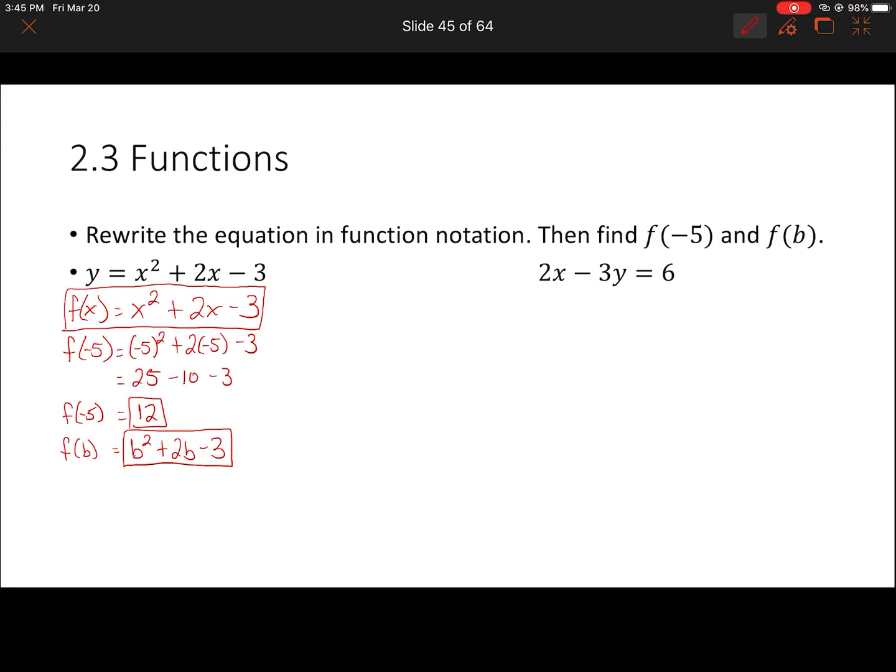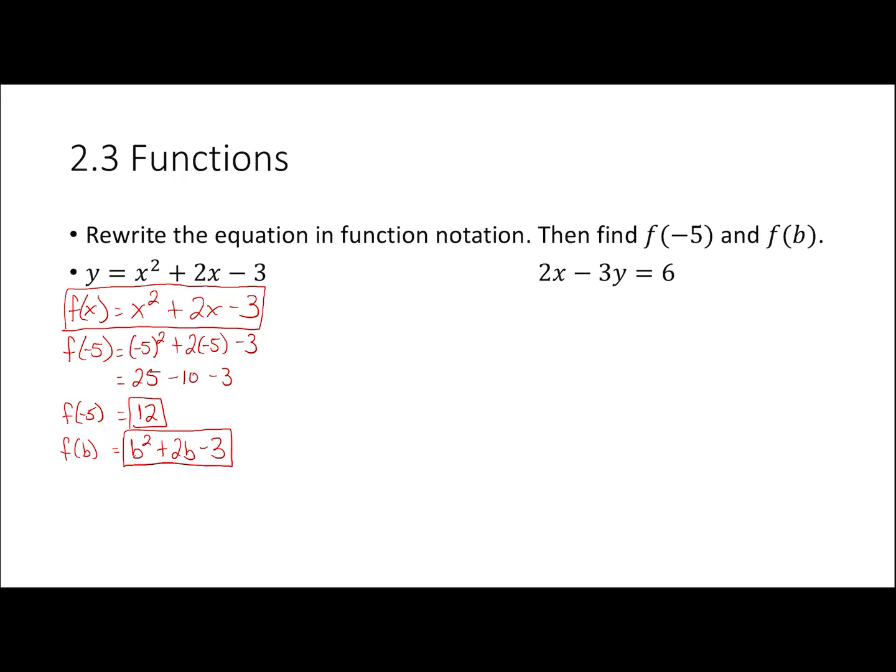Okay, so hopefully you have stopped the video and worked through this problem. First thing we're going to do is solve for y. We're going to get y by itself. And so we're going to subtract 2x. And we're going to get -3y is equal to -2x plus 6. And we'll divide by -3. And we get y is equal to positive 2/3 x minus 2.